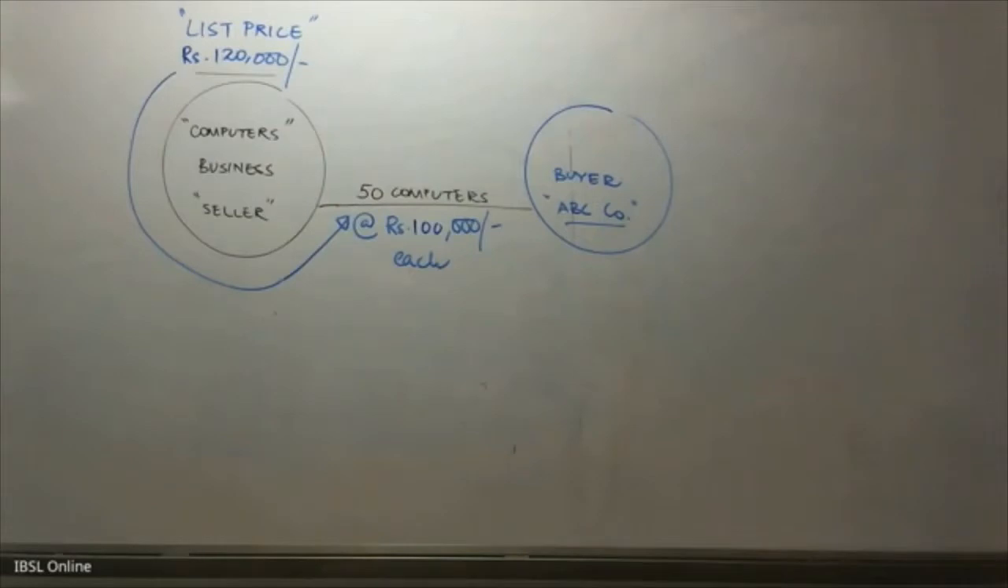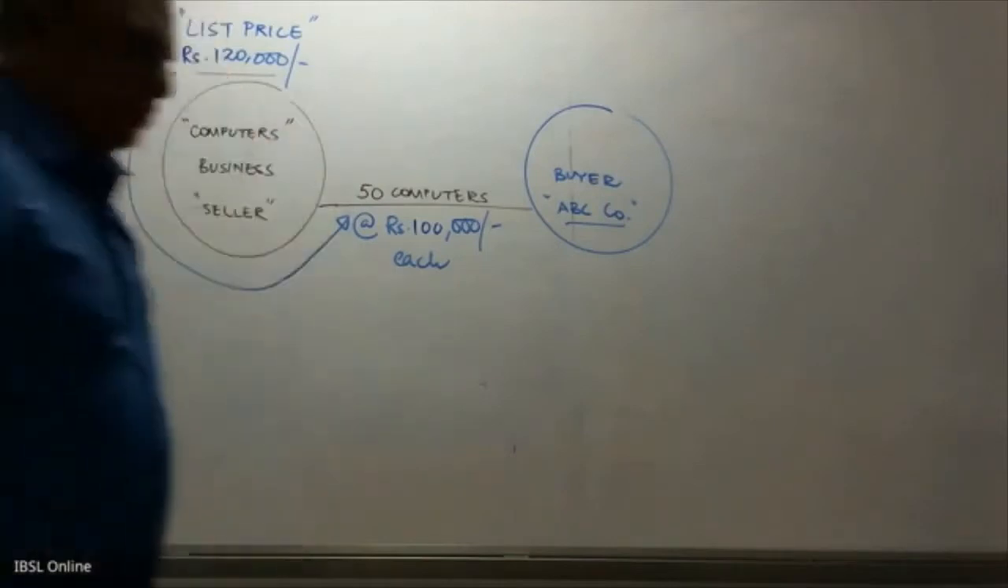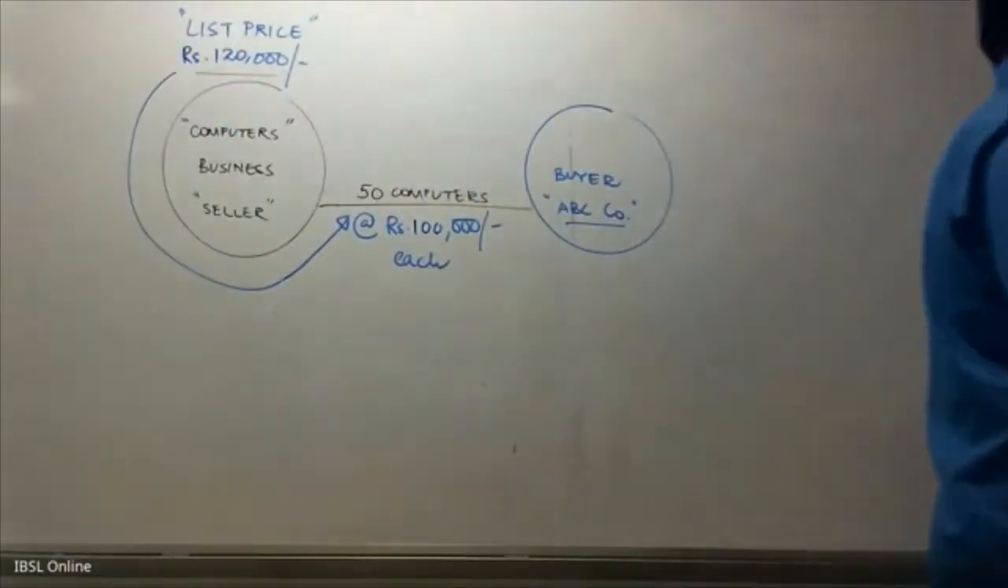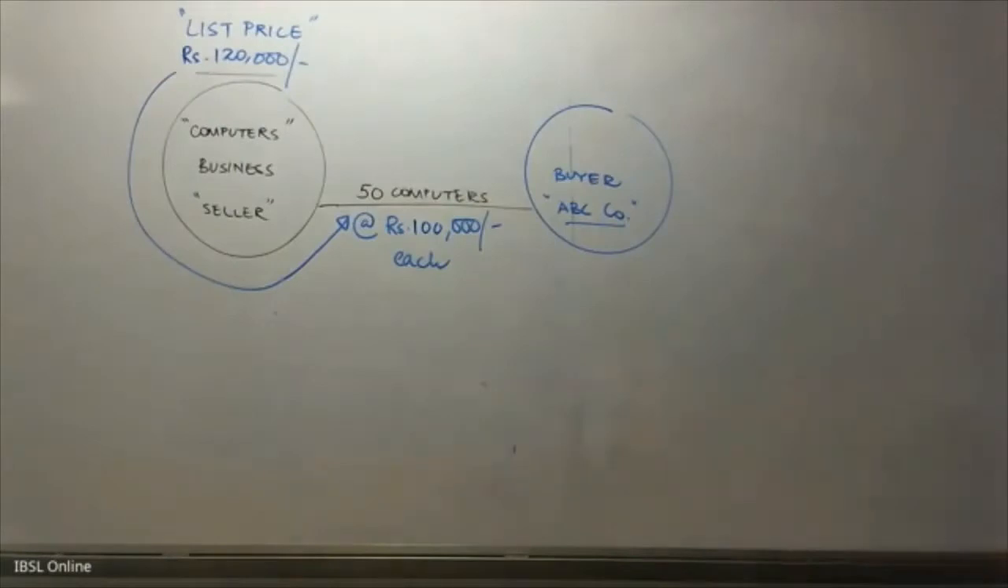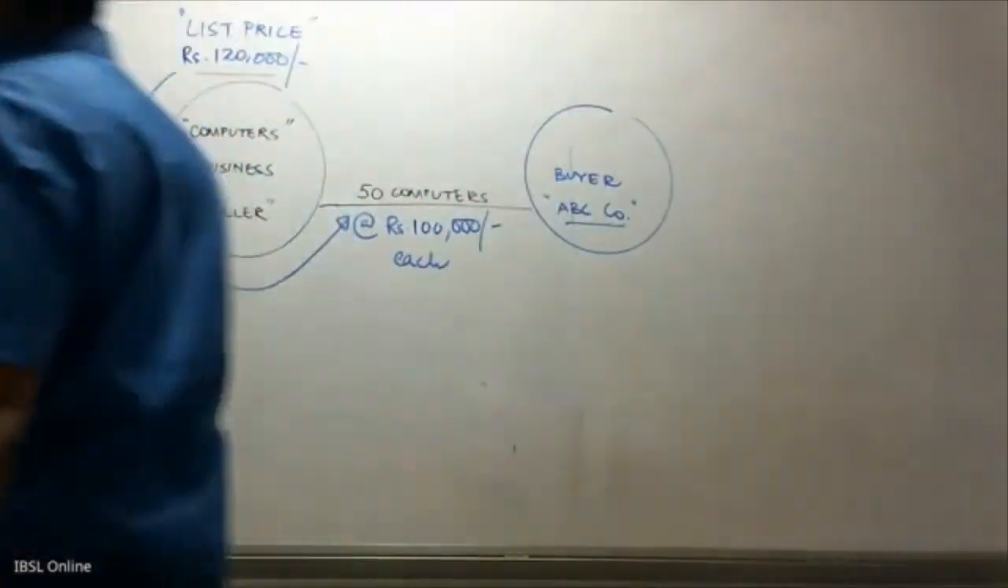So now the product which was 120,000 is reduced to 100,000. Now you tell me whether this is a trade discount or a cash discount. What is this? Trade discount or a cash discount? Trade discount. It's a trade discount. This difference you have to clearly understand.